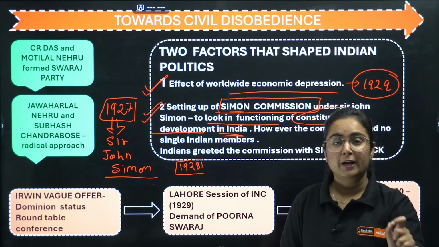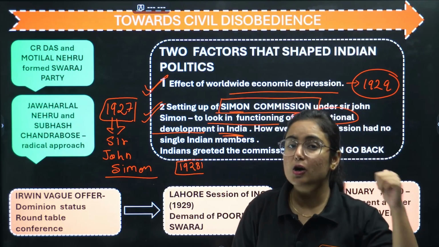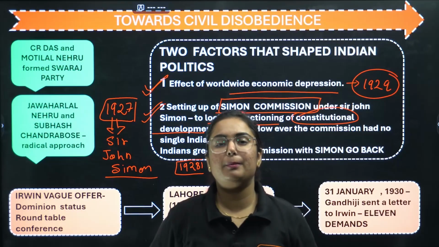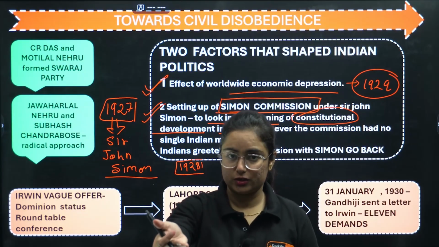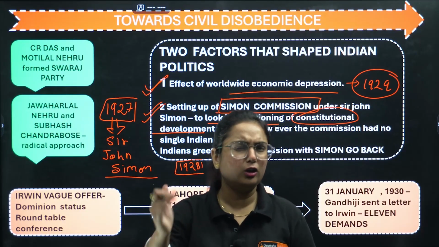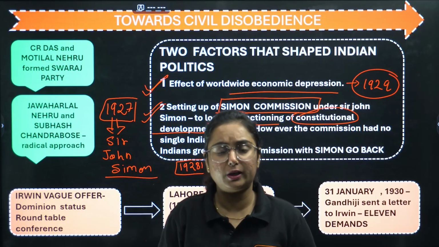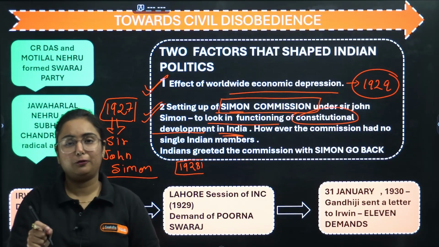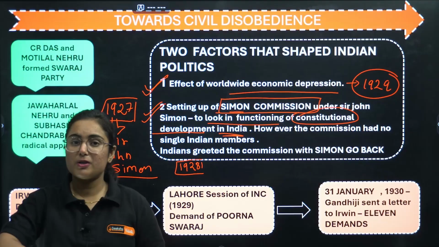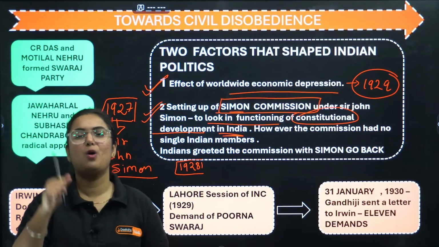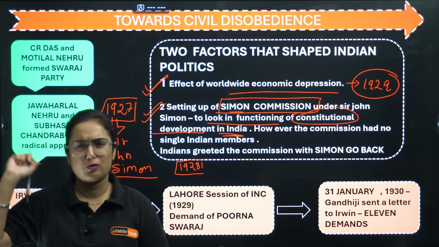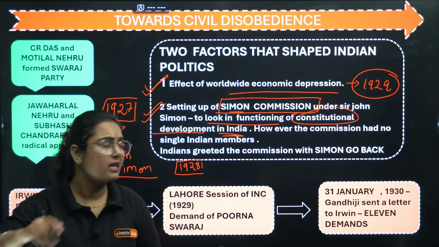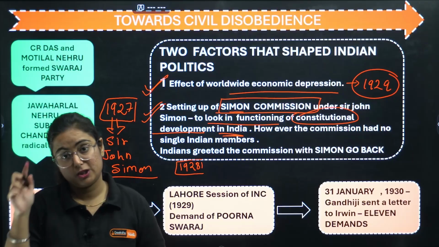The reason is that this commission would be doing the constitutional development in India, and there were a total of 7 members, no single member was Indian. So you are making constitutional development for India, and you're not even involving a single Indian member here. This was the point of Indians. Indians greeted this commission with the slogan Simon go back, and black flags throughout India. Wherever this commission was going, everyone was showing black flags and resisting its entry. Did you get this point?